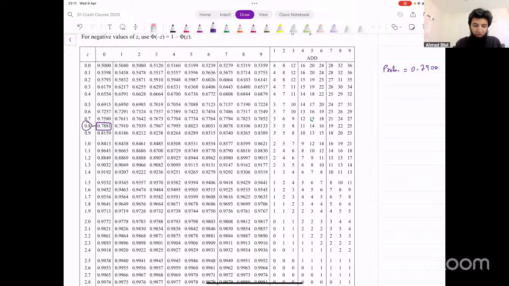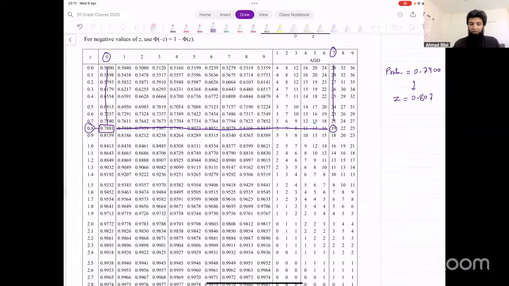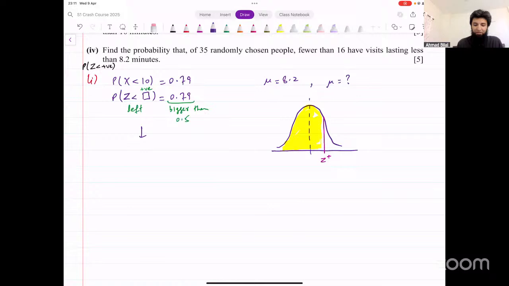Z value is 0.80. And then how much do we have to add at the end? 19. Right? This is 19. What do we get here? 7. So the z value corresponding to this is 0.807. That's what we use here. Okay. So this gives us the z value as 0.807.